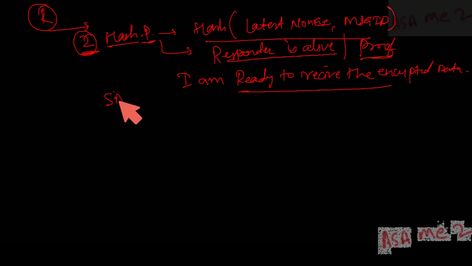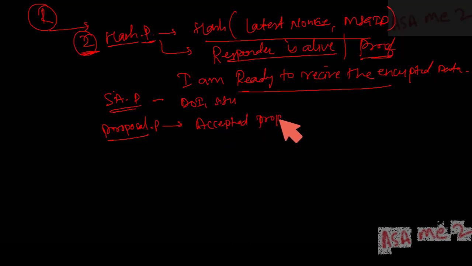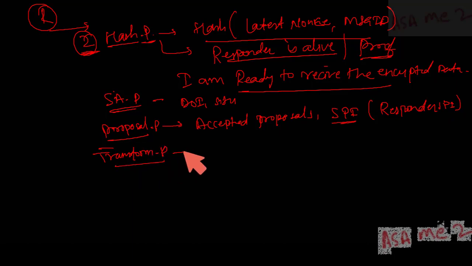The next payload will be SA payload. So the SA payload is again going to have the same things, DOI and situation. And then we will have proposal payload. The proposal payload will have the accepted proposals and the SPI values. And we will have the transform payload. Transform payload will have the accepted transforms, like what has been accepted, tunnel mode or transport mode, and the timeouts.